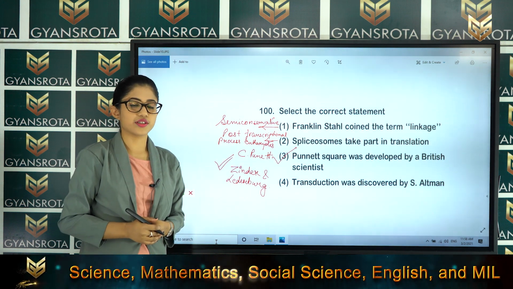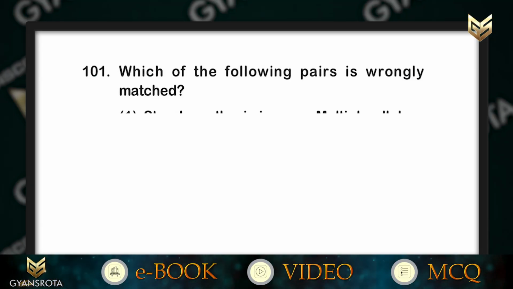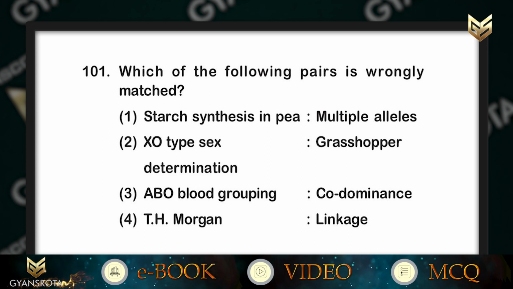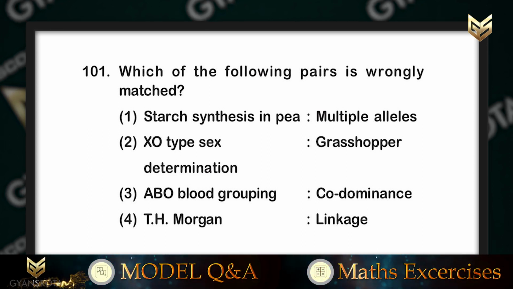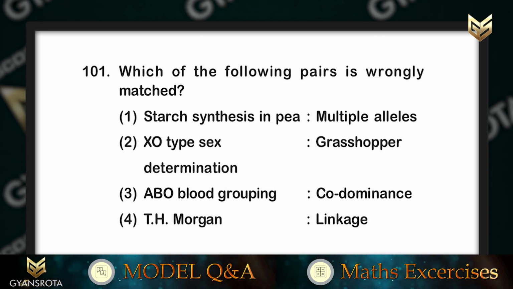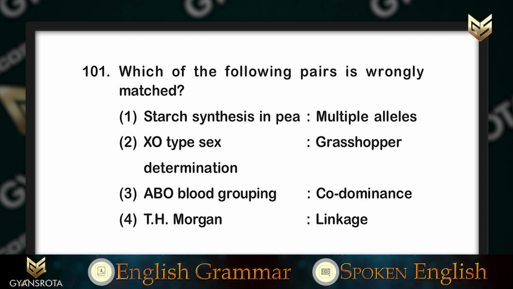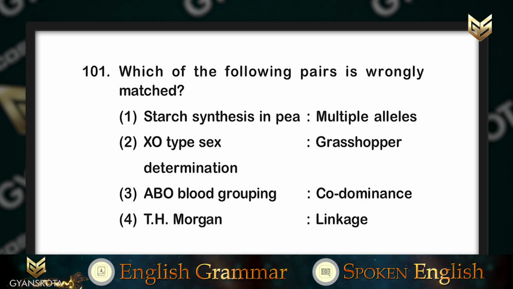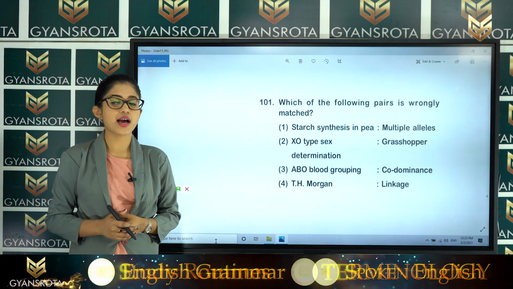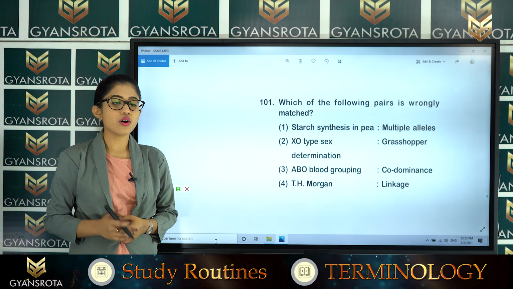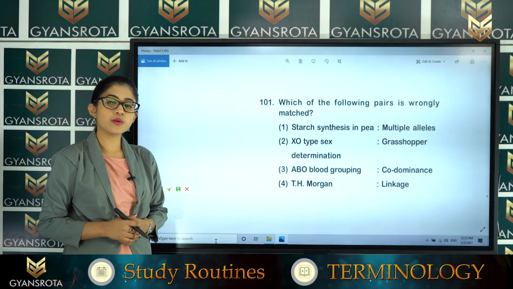Now let's see the next question. In this question number 101, you can see here, which of the following pairs is wrongly matched. First, starch synthesis in pea is multiple alleles. XO type sex determination, that is of the grasshopper. ABO blood group is codominance, and T. H. Morgan is linkage. So that we have discussed in the chapter Principles of Inheritance and Variation. So which among them is the wrongly matched pair? That is option number 1.